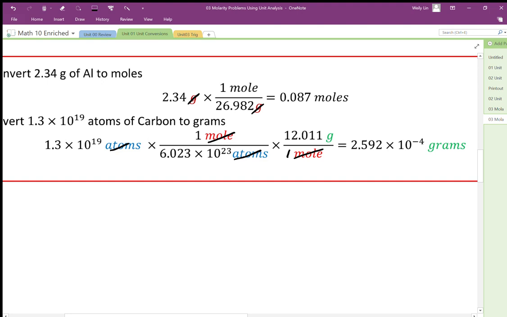So I take all the terms on top, so 1.3 times 10 to the 19 times 12.011, and I'm going to divide it by Avogadro's constant, and I end up with units of grams, and the number is going to be 2.592 times 10 to the negative 4. So very few grams, a really small amount. That many atoms results in a very small amount of grams.